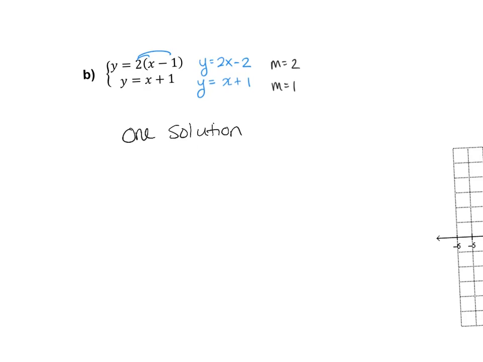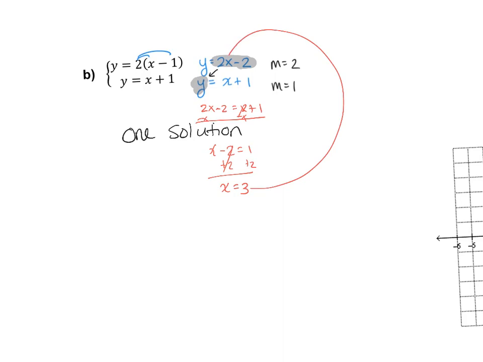And you can solve them algebraically. Since y equals 2x minus 2, we can just substitute that into the y position here. And when we do that, we get 2x minus 2 equals x plus 1. Bring x to the left side. We get 1x minus 2 equals 1. Add 2 to both sides, and x equals 3.